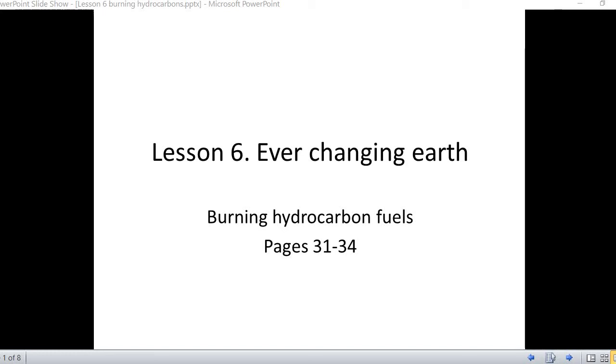So this is lesson 6 on the ever-changing earth. Year 10. We're looking at pages 31 to 34, burning hydrocarbon fuels.